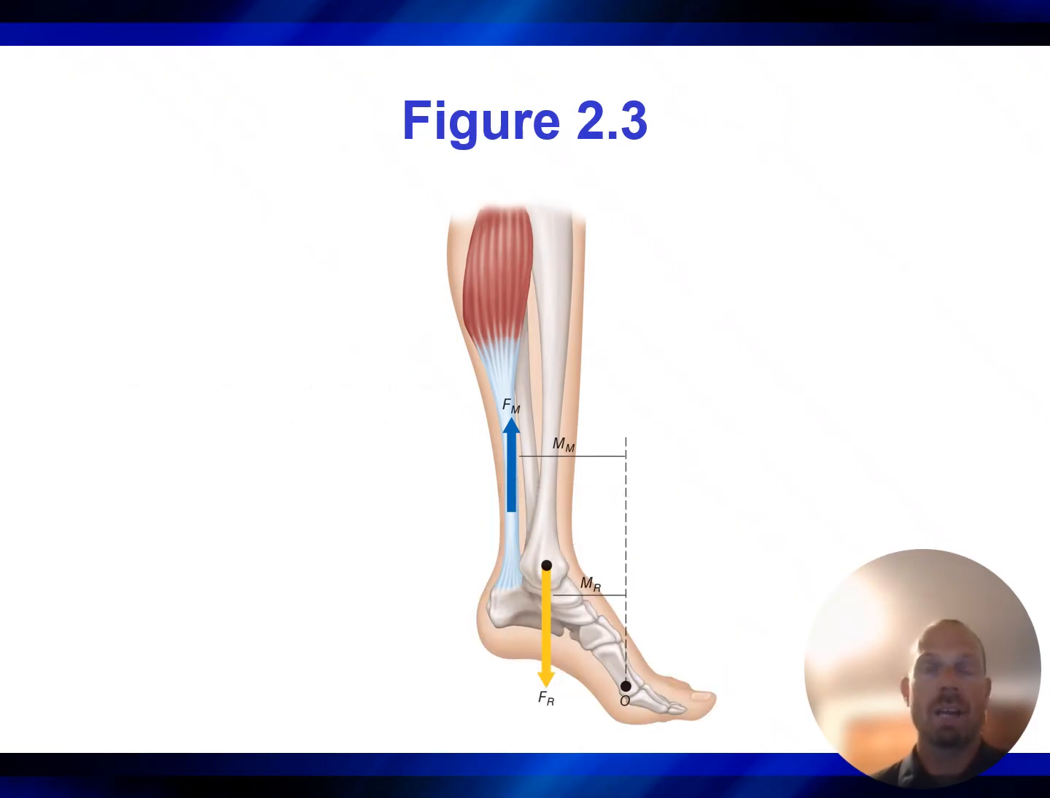Examine the arrows in this foot diagram. Notice that the upward muscle force Fm is located further away from the pivot point at the toes O than the downward pull of gravity on body weight Fr. This is the only lever class that gives our muscles an absolute mechanical force advantage.